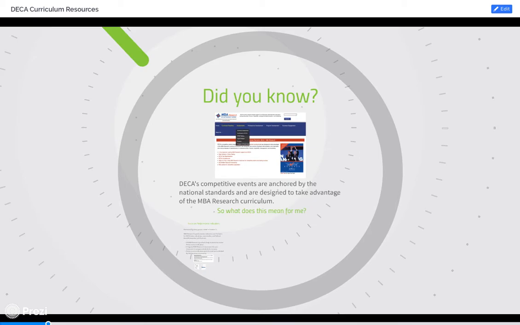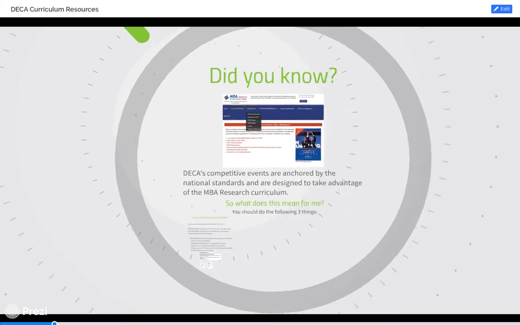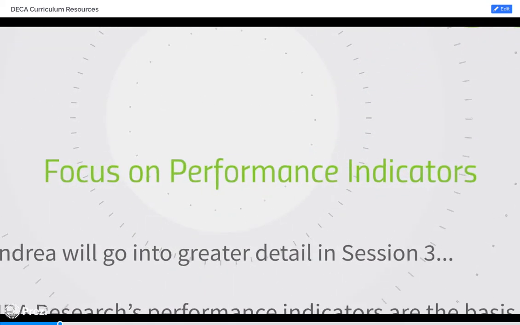If you are teaching MBA research curriculum, you are also teaching all year long the DECA competitive events information that your students are going to need. MBA research and DECA go hand in hand. Hopefully you already knew that, but if not, you do now. So what does that actually mean for me? It means that I should be doing the following 3 things. The first is I need to focus on performance indicators.